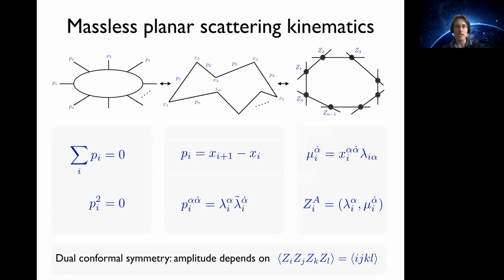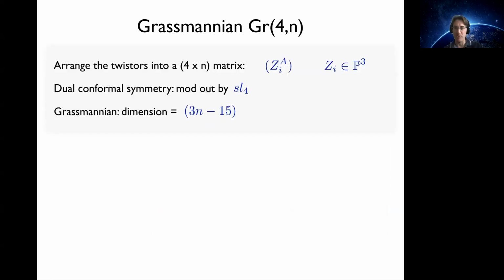Okay, so we have these n twistors, z_i, which define our planar kinematics. And if we think about that, that immediately leads us to the Grassmannian Gr(4,n). We can think of them as 4 n-component vectors, the rows of this matrix, defining a 4-plane in n dimensions. And we should mod out by SL4. That's the dual conformal symmetry. So the total dimension of this, because these are projective objects, is 3n minus 15 for the SL4. And this is the space that I'm just going to refer to as the Grassmannian.